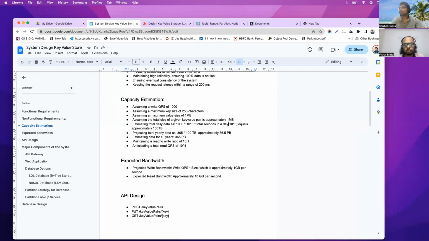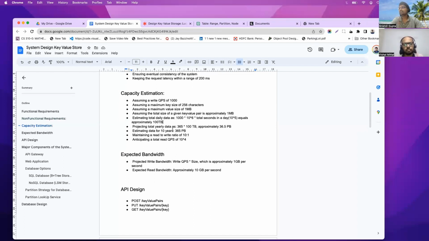If we do that calculation, we come to know that for one day of data, the total size we are accumulating is 100 TB, right? So 10 to the power 3 times 10 to the power 6 is 10 to the power 9. 10 to the power 9 times 10 to the power 5 is 10 to the power 14. And 10 to the power 12 is 1 TB, so it's 100 TB. Okay, so projecting the total year's data is 36.5 petabytes.